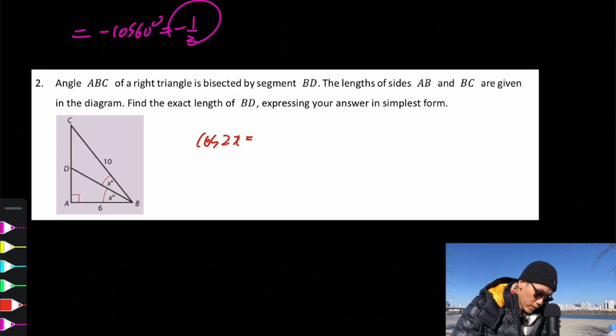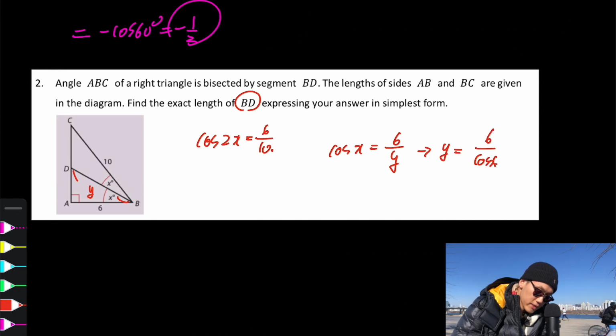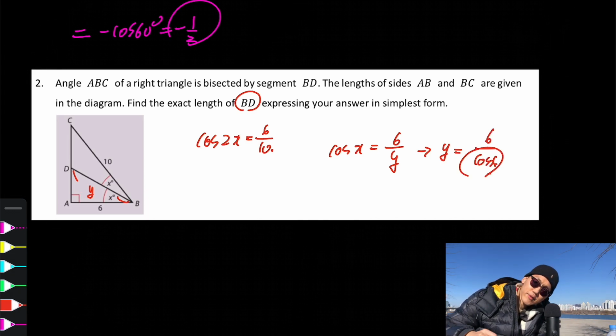So that's going to give you what? 6 over 10. Right, that's great. And I want to find the exact length of BD, where I'm going to call BD y. So you are given cosine 2x, and what you're trying to get is cosine x, which is going to be 6 over y. So your y is going to be 6 over cosine x. If I can get the clue about cosine x, I'll be able to solve it. And yes, I'm going to use the double angle of cosine 2x.